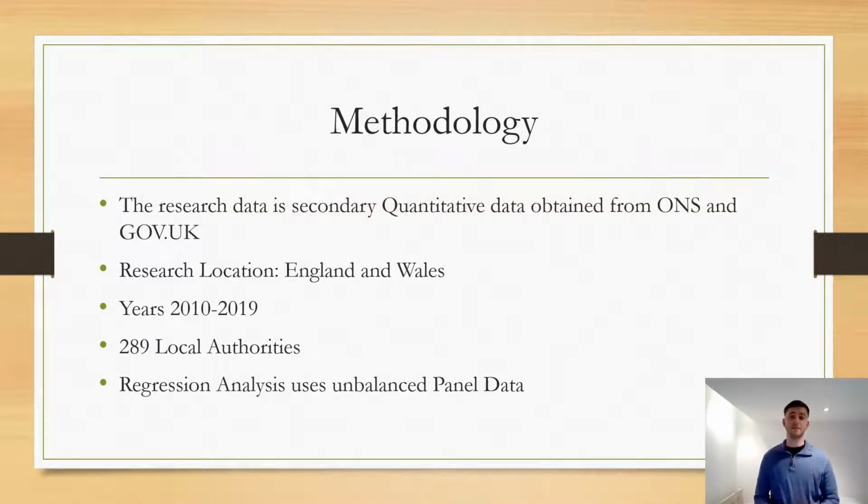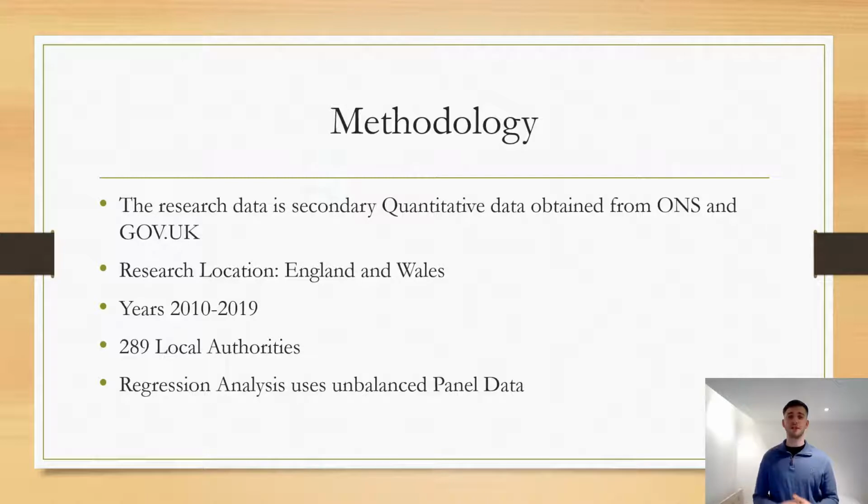Quantitative data for the model came primarily from the ONS Statistics website, but it also came from the gov.uk website. I chose these websites because I thought they would provide the most useful and accurate information for the data that I needed. The data set was created from 289 local authorities across England and Wales from years 2010 to 2019.